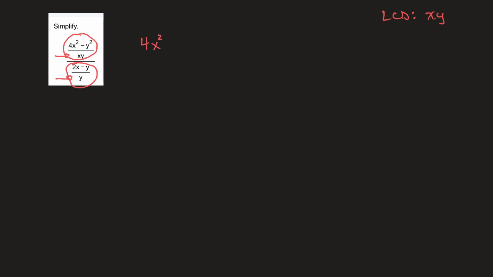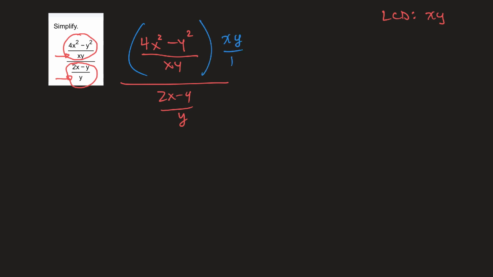4x squared. Oh, maybe I should factor that. Oh, no, let's wait. Minus y squared over xy over 2x minus y over y. So I'm going to multiply this whole term by xy over 1. That's my common denominator. And I'll multiply this denominator by xy over 1.